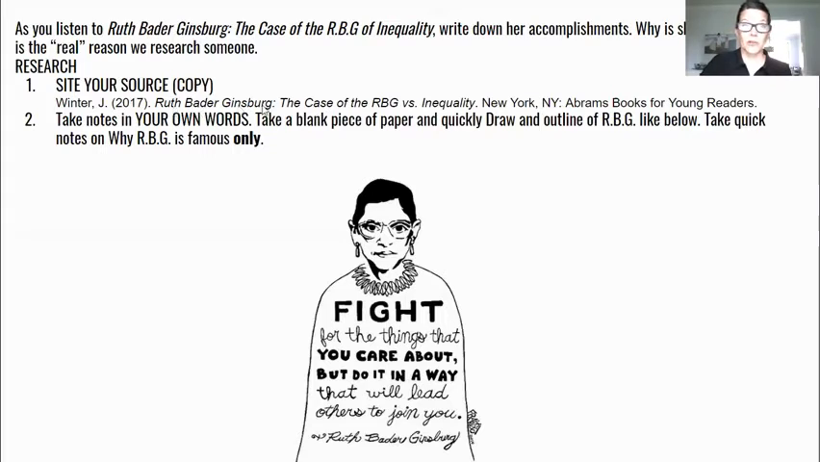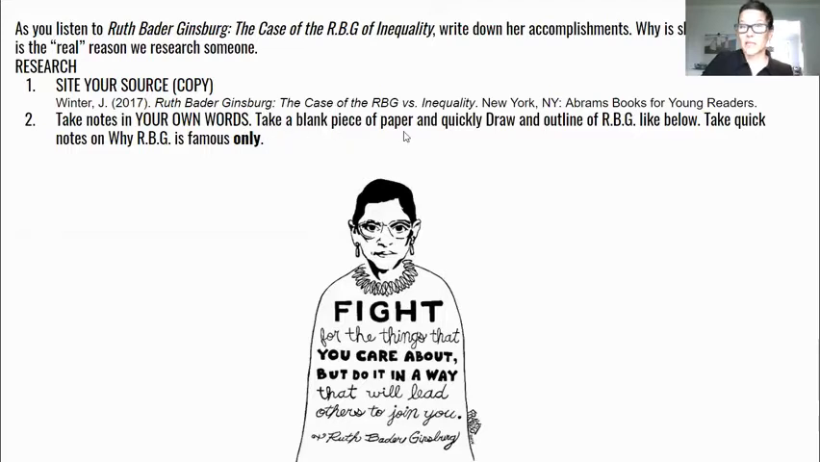Ruth Bader Ginsburg: The Case of the RBG versus Inequality. New York, New York, meaning it was published in the city of New York, in the state of New York, by Abrams Books for Young Readers. That's the publisher. So on your paper, you're going to take notes in your own words.